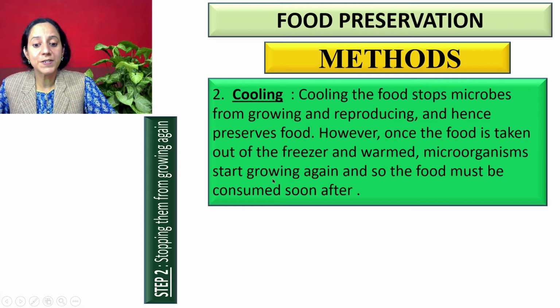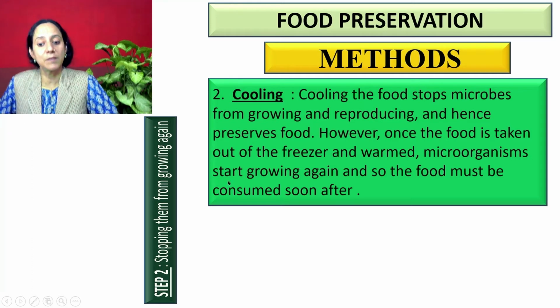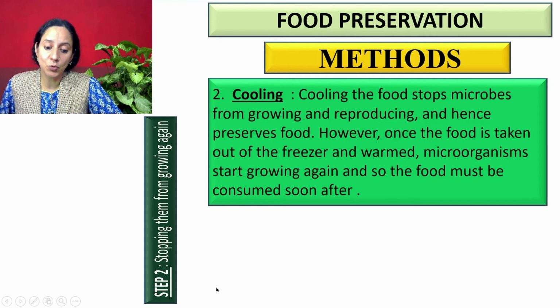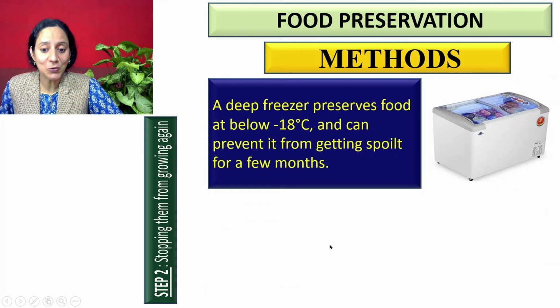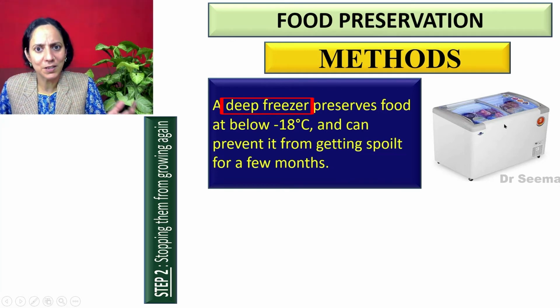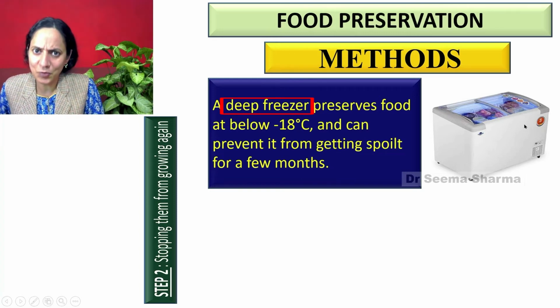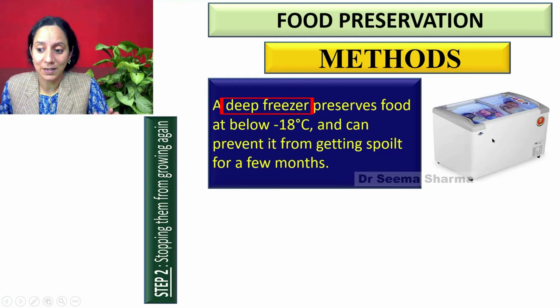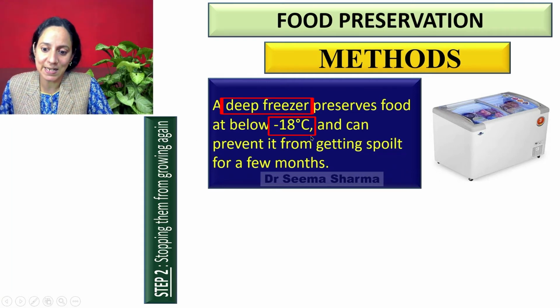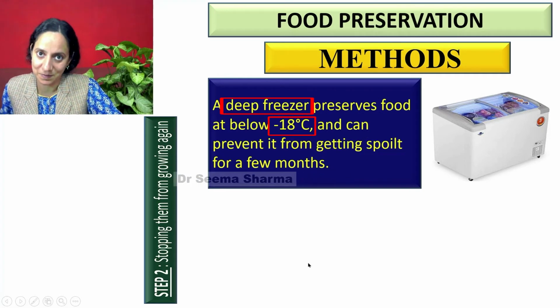However, food once taken out of the refrigerator or freezer and warmed, microorganisms will start growing again, and so such food must be consumed soon after. For cooling, we have a deep freezer, which you have seen in most of these ice cream shops, in which they are keeping ice creams, other frozen food, because they can keep these food items at below minus 18 degrees centigrade, and it can prevent it from getting spoiled for a few months.